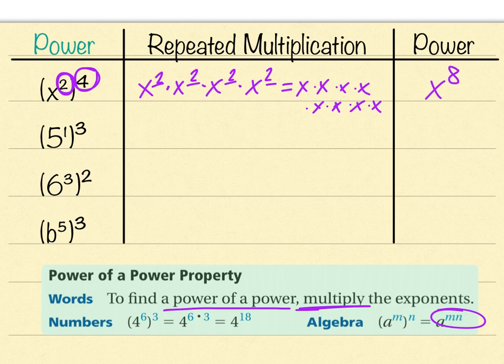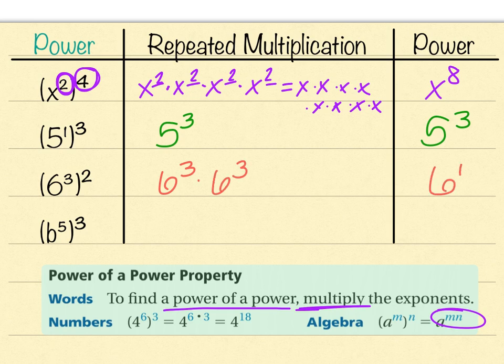So this next one, we've got 5 to the 1st power, or just 5, right, to the 3rd. Well, that's easy. 5 to the 3rd. 1 times 3 is 3. The next one, 6 to the 3rd times itself, another 6 to the 3rd, is going to give us 6 to the 6th. You can get that by adding 3 and 3, or just doing 3 times 2, which is the simple way to do it. And this last one I'm not even going to write out.